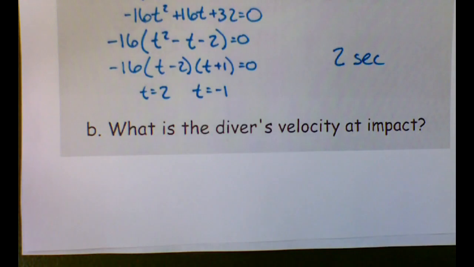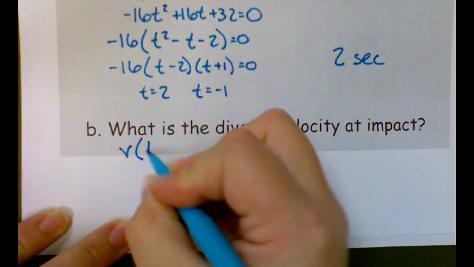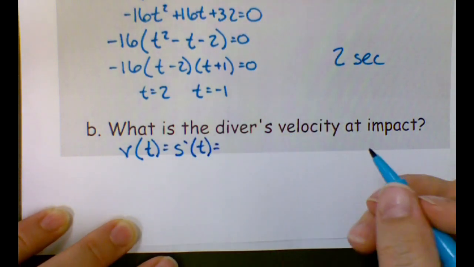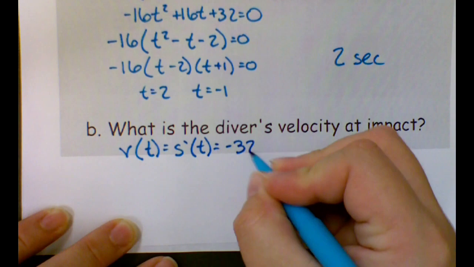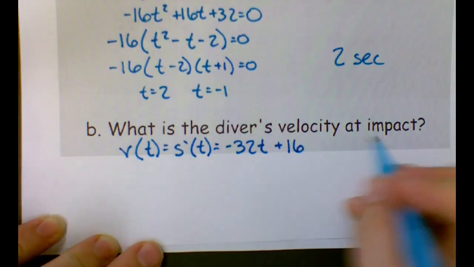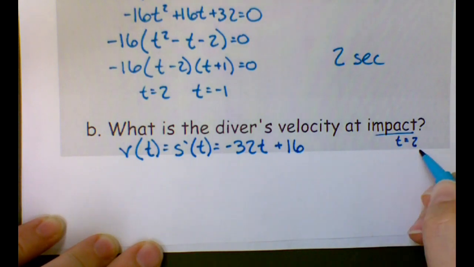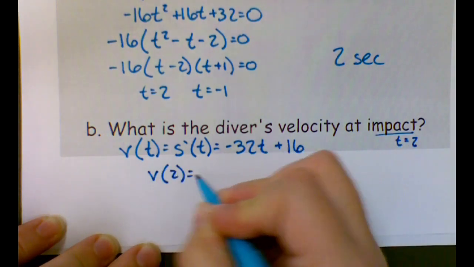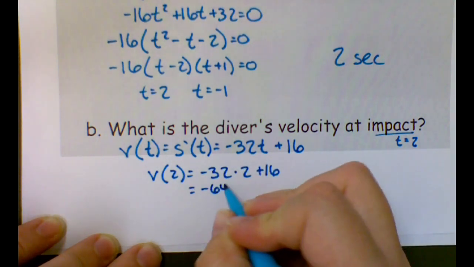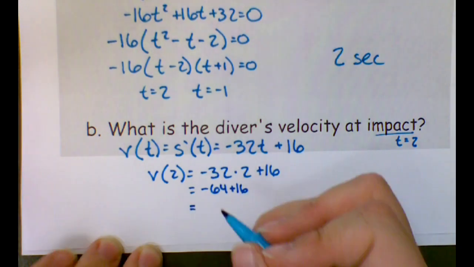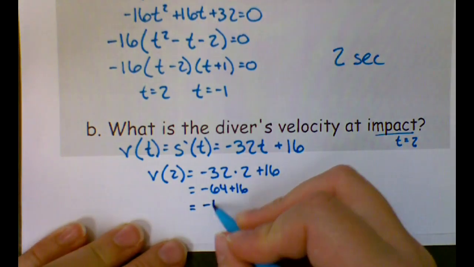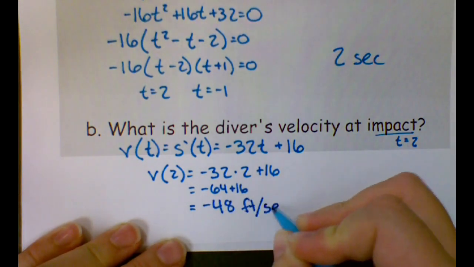The diver's velocity at impact. Well, we need the velocity function, v of t. And v of t is the derivative of the position function. So we use our power rule, bring down the 2, so that makes negative 32t plus 16 plus 0. But I want it at impact, which is when t equals 2. So I want v of 2, which is negative 32 times 2 plus 16, which is negative 64 plus 16, which gives me negative 48 feet per second at impact.